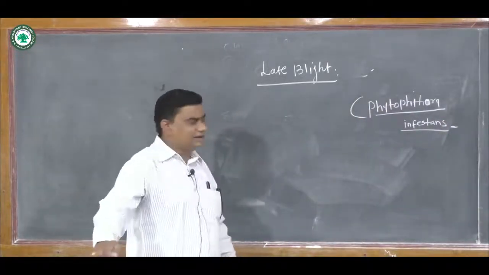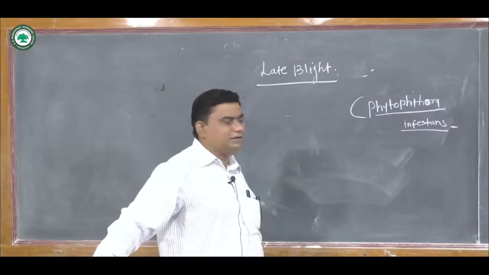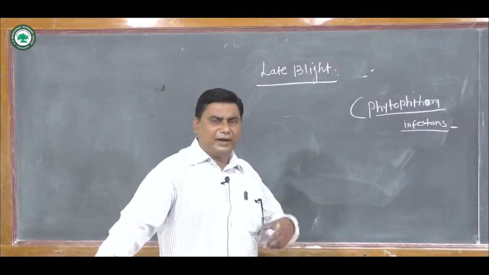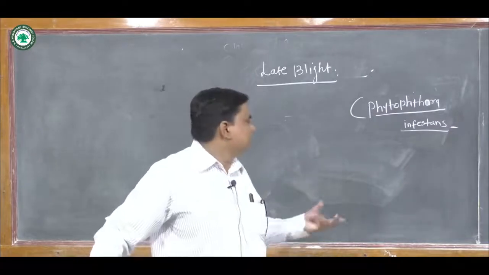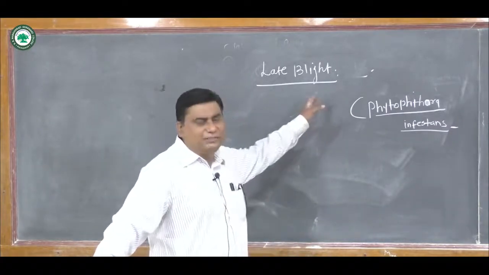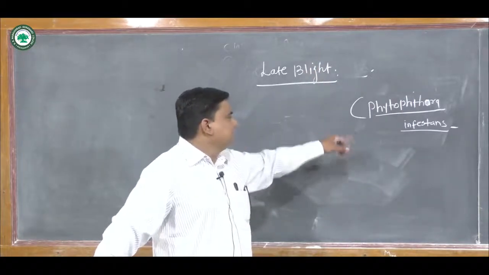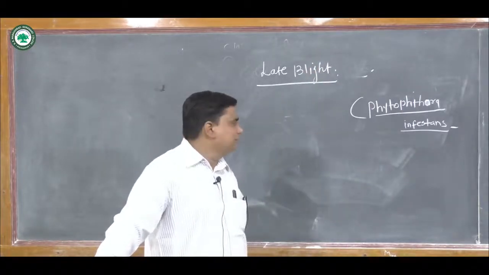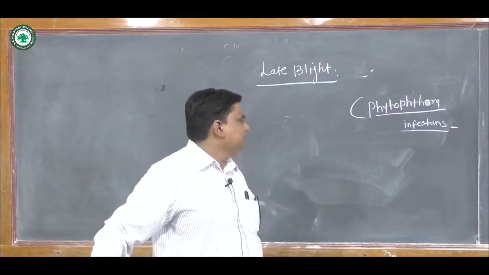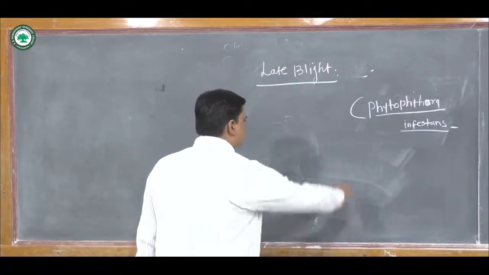Likewise, in case of early blight, Alternaria solani was the pathogen that caused the disease, early blight. But here in case of late blight, it is Phytophthora infestans. This is the pathogen that causes late blight disease. What are the symptoms?